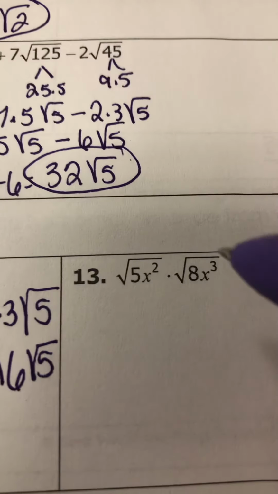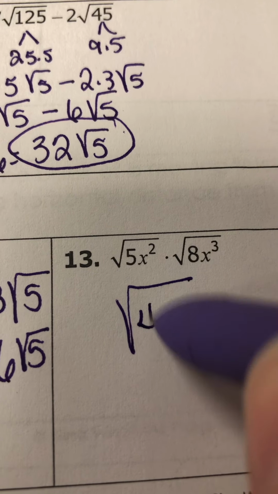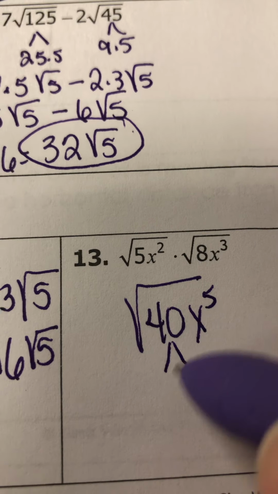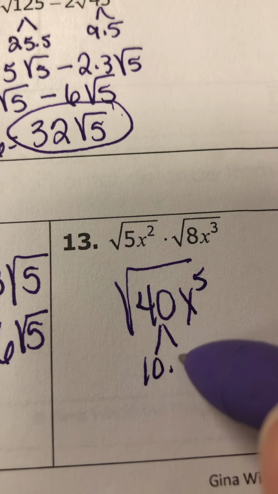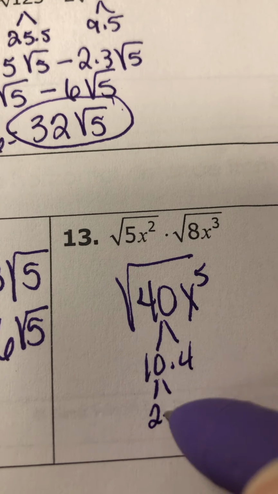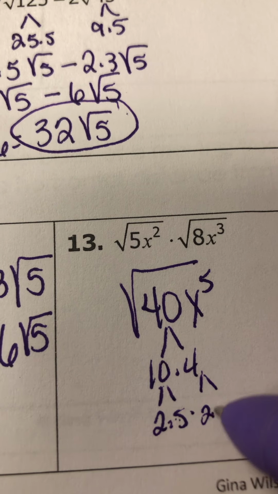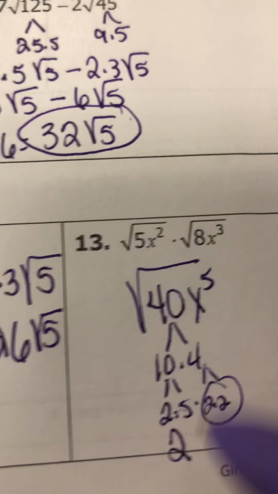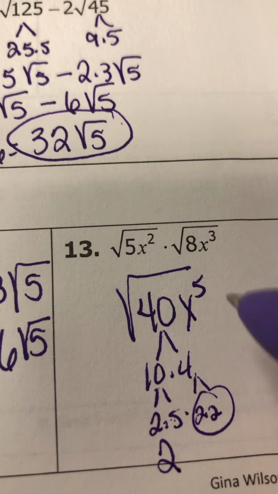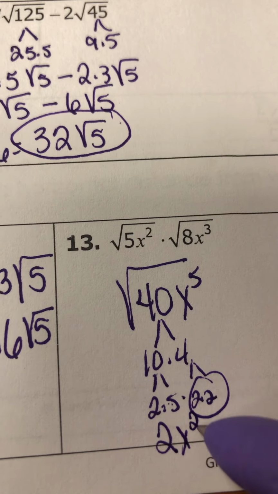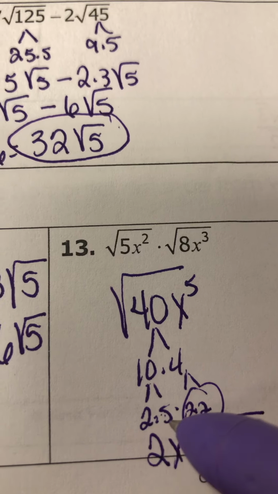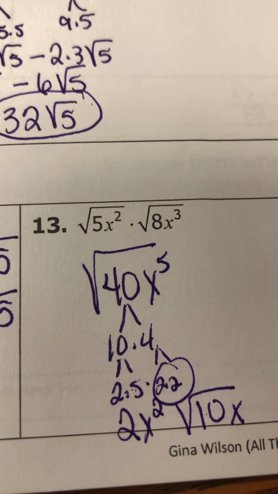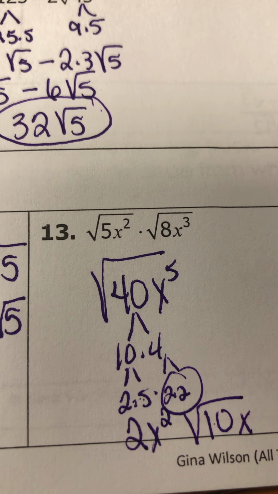Now on this last one, we have 5 times 8 is 40. X squared times x to the third is x to the 5th. Okay, so we have 10 times 4, which is 2 times 5, and 2 times 2. Okay, so that's going to give us a 2 from this pair. Now my index of 2 will go into 5 2 times, so that'll be x squared. 2 times 5 is 10, will stay behind with 1x. So 2x squared times the square root of 10x.